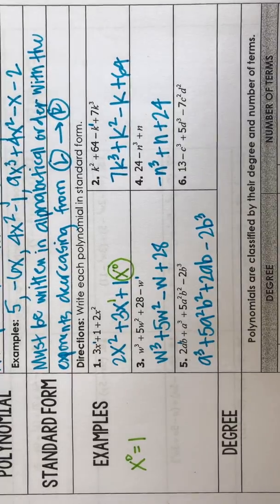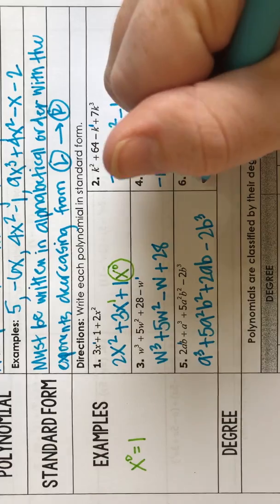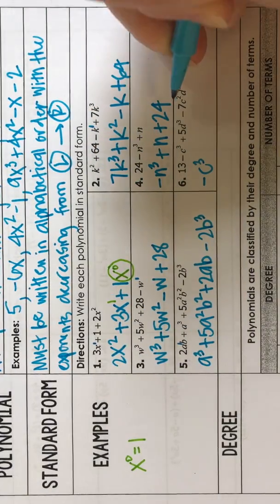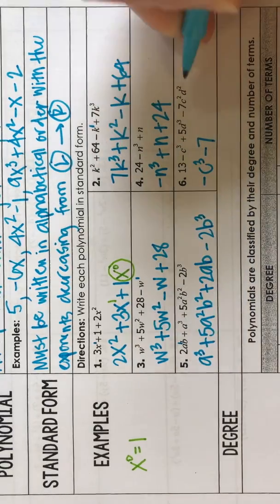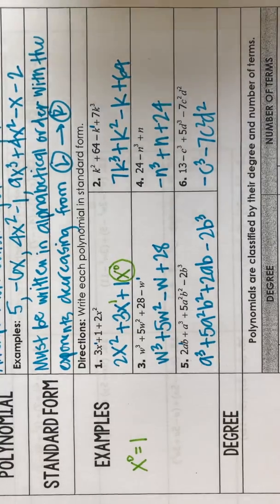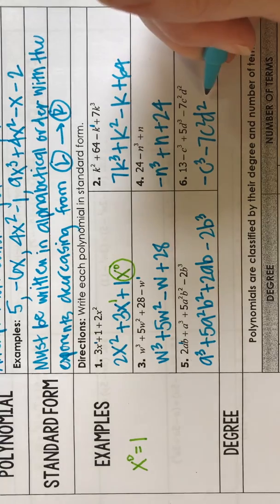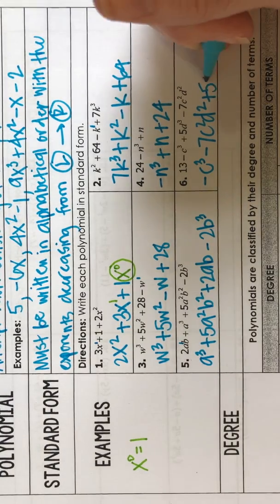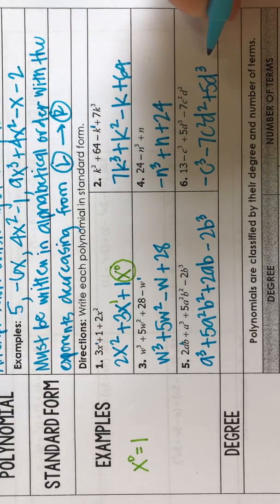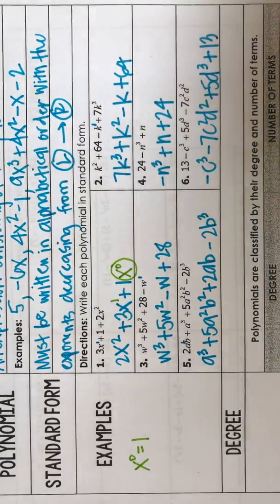So C comes first. I'm going to focus on that. My highest power of C is 3. So negative C cubed minus 7C squared D squared. And then this one doesn't have a C, neither does that one. So I'm going to go with the one that has the variable. So I'm going to do plus 5D cubed. And then I will put the constant positive 13 out in the back.